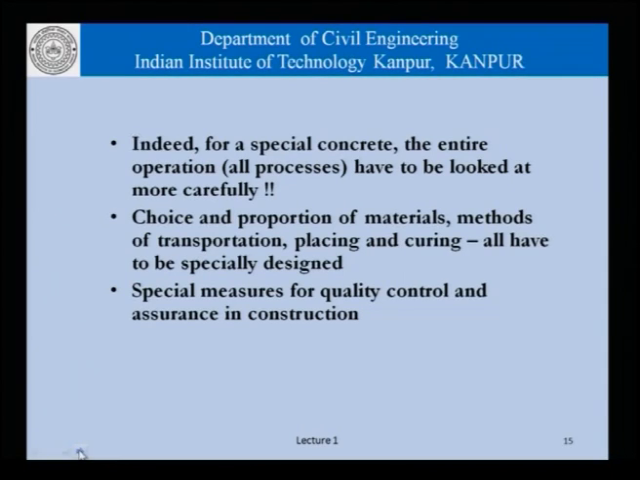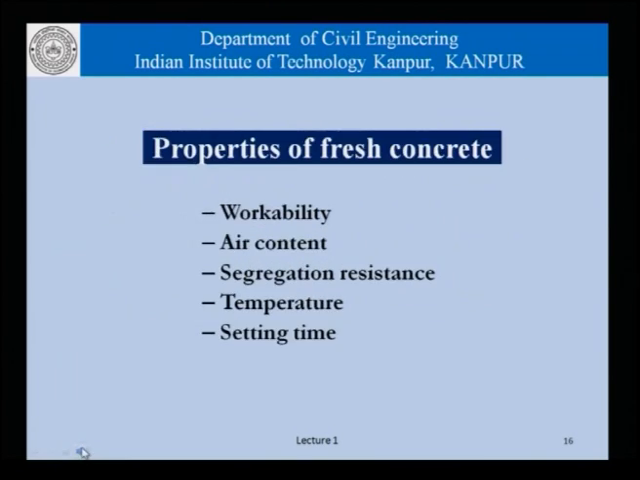Indeed, for a special concrete, the entire operation, all the processes, have to be looked at more carefully. The choice and proportion of materials, method of transportation, placing and curing, all have to be specially designed, and special measures need to be taken for quality control and assurance in construction.